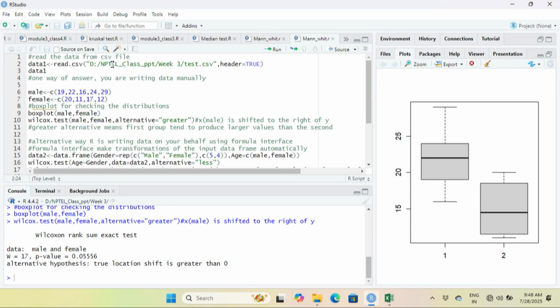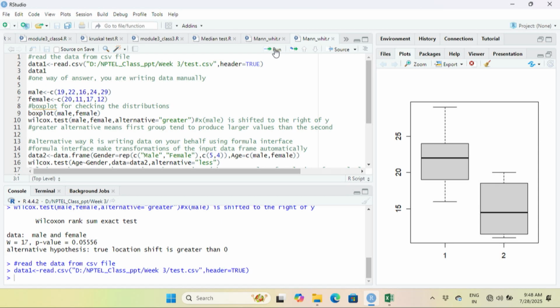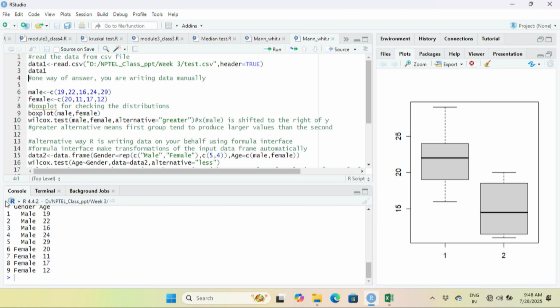Therefore, let me run this data1, and how does data1 look? R will read that data1 like this, gender, age, and you can see all the males are there and all the females are there. Now, what I am trying to show you is that if you have this type of CSV formatted data, then you can directly use the formula interface. The formula interface is a super feature in R.